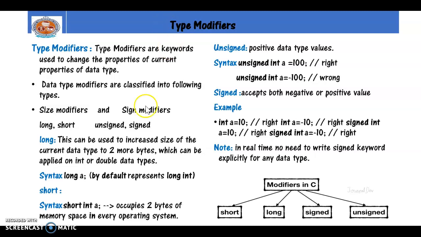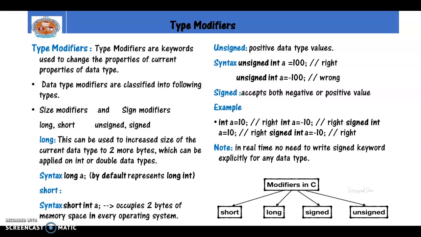So let us see long. Whenever you use long, just precede it to your data types. Whenever you precede your data type with long, the size of it will get increased by 2 bytes. So if you use long int, then the size will be 4 bytes.